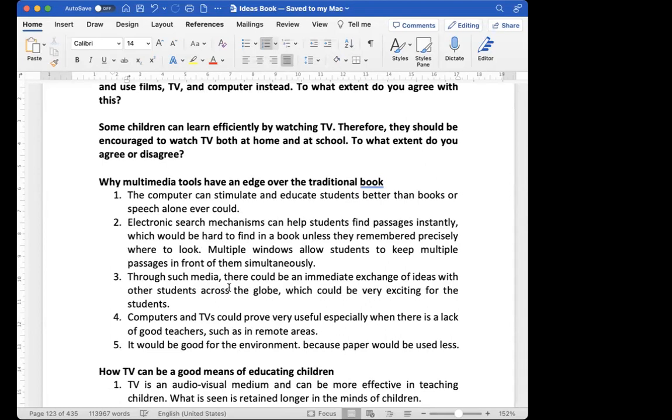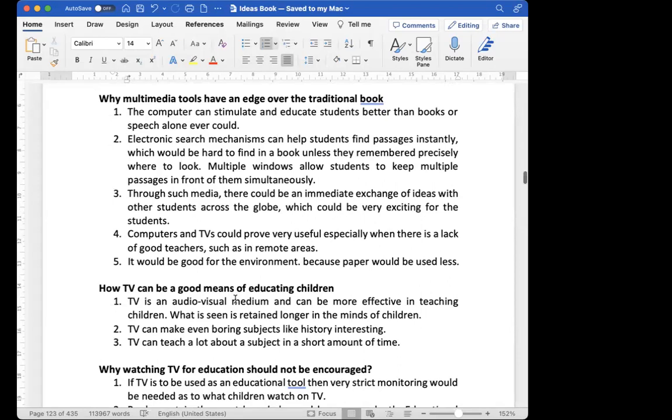Multiple windows allow students to keep multiple passages in front of them simultaneously. Through such media, there could be an immediate exchange of ideas with other students across the globe, which could be very exciting for the students. And computers and TV could prove very useful, especially when there is a lack of good teachers, such as in remote areas. It would be good for the environment because paper would be used less. So these are the points. You can pick and choose any 2-3 points, make one paragraph, 1 point, and your one-sided essay is done.